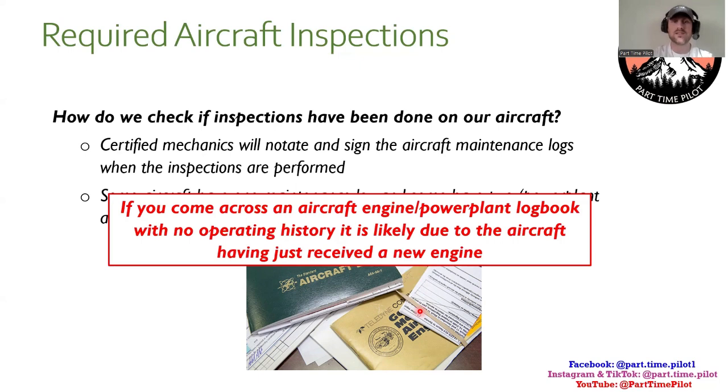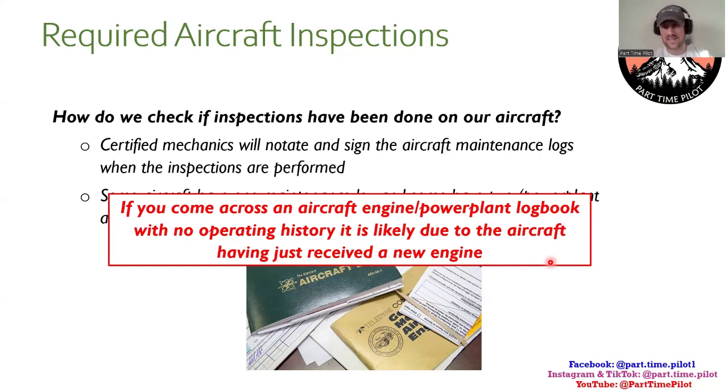If you come across an aircraft engine or power plant logbook with no operating history, it is likely due to the aircraft having just received a new engine. Either that or you have the wrong logbook. But I put this in here because this is a question that we have been hearing. It could be a possible question that you'll get from your examiner or maybe on the FAA written. So, if it has no operating history, what kind of situation might that be?